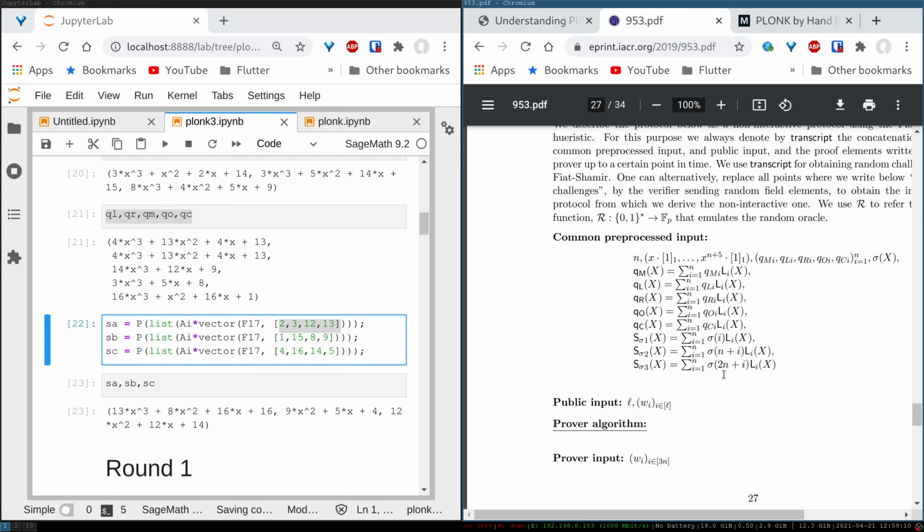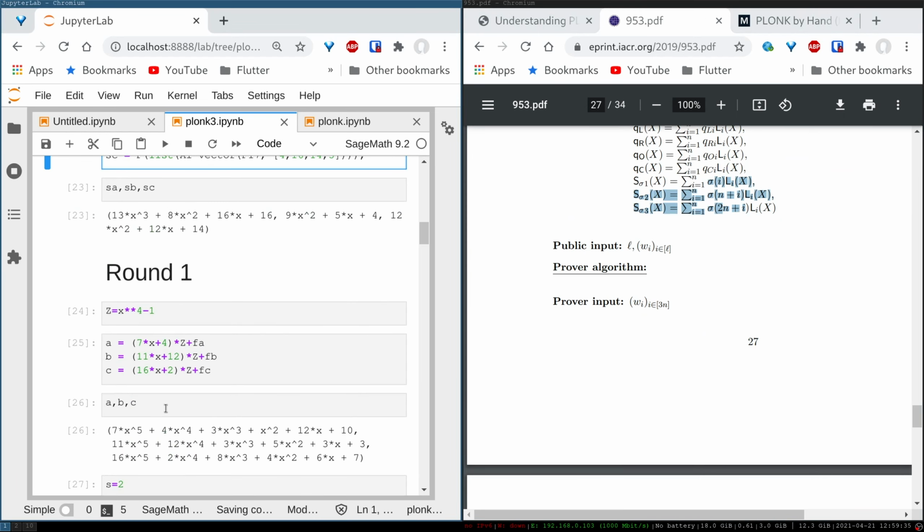In the paper, they are called sigma 1, sigma 2, and sigma 3. I prefer to call them A, B, C because sigma 1 is a permutation for A, sigma 2 is a permutation for B, and sigma 3 is a permutation for C. But they have put all these permutations in the same set, sigma, so it's really written as a single polynomial in the paper. Okay, so round 1.